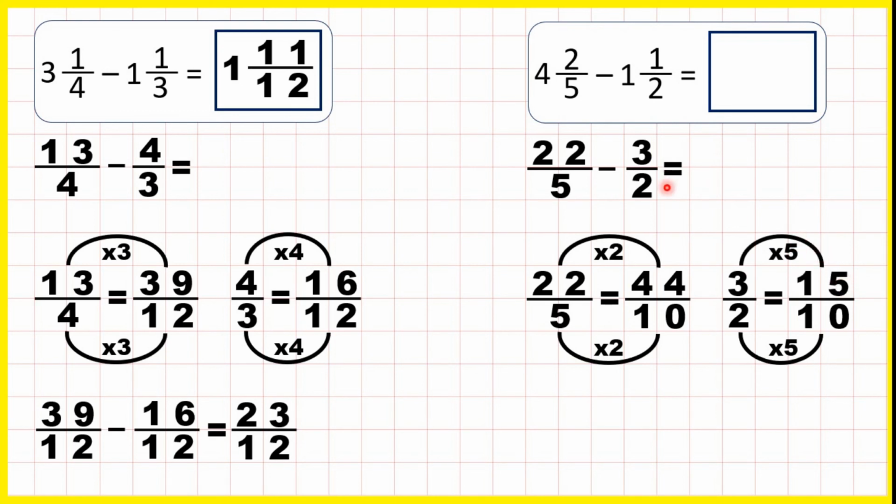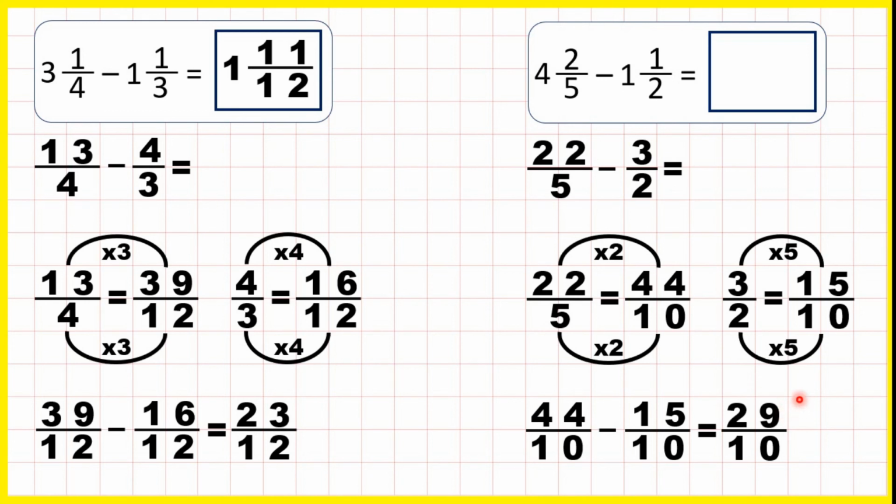So now we can rewrite our question again. Instead of 22 fifths, we can write 44 tenths. And instead of subtracting 3 halves, we can subtract 15 tenths. So now we've got our denominators the same, so we keep the denominator the same in our answer. 44 minus 15 is 29, so our answer is 29 tenths.